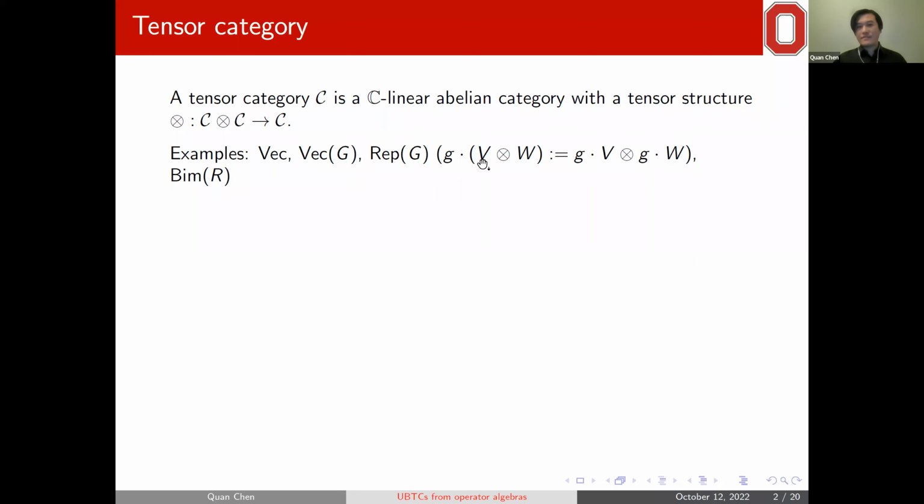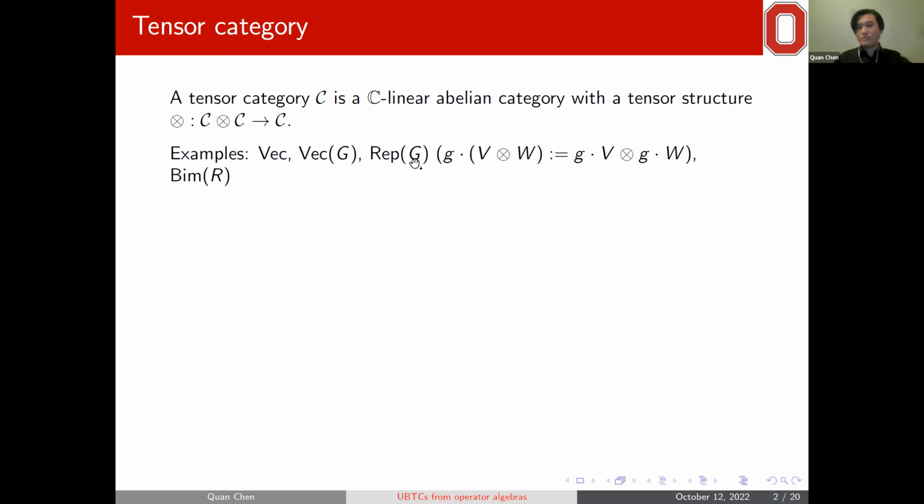We have a bunch of examples. For example, the category of vector spaces, where the objects are vector spaces and the morphisms are linear transformations. And you can tensor two vector spaces to become another vector space, right? And also from a group G, G-graded vector spaces are also tensor categories.